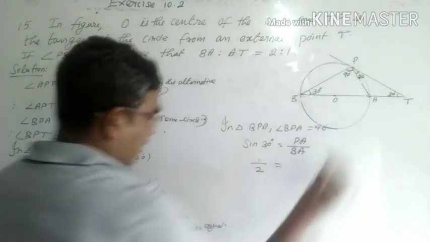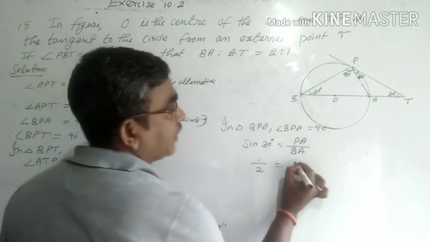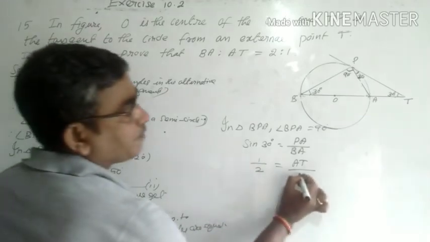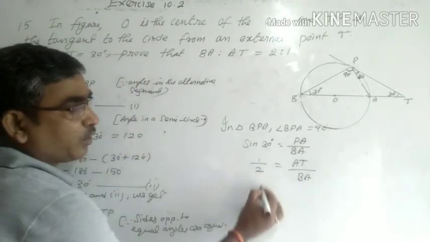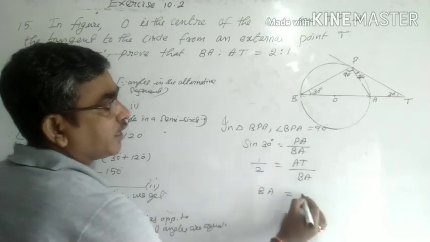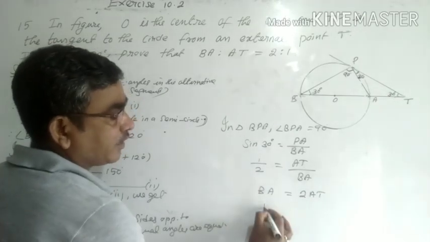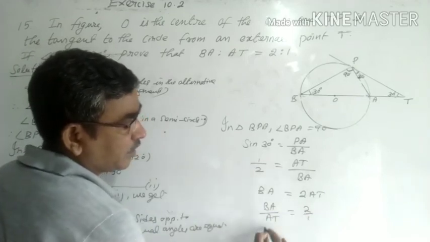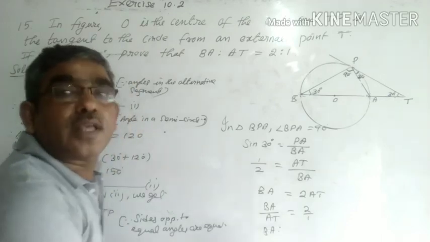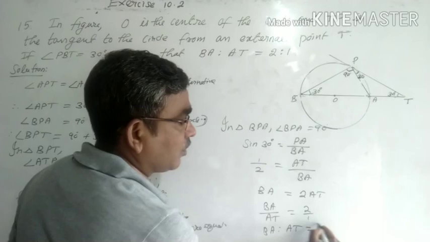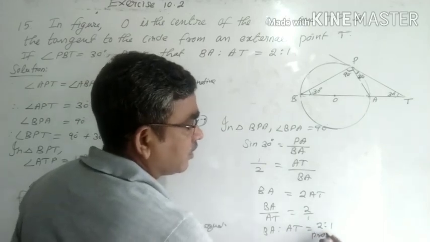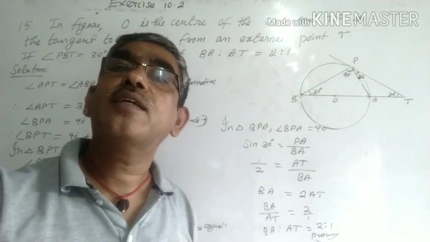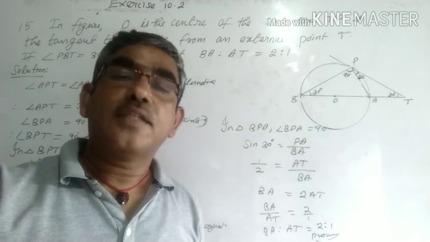And in the place of PA, we proved PA is equal to AT. PA will become AT. That's what I proved, that PA and AT are equal, right? So now multiply here, BA into 1 is equal to BA, 2 into AT, 2AT. Now AT bring here, BA by AT is equal to 2. Here the denominator is 1. So PA is to AT is equal to 2 is to 1. Proved. Getting the idea? I hope you understand. Try to learn once again by chapter number 10, circle over.